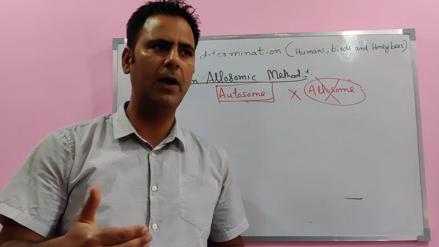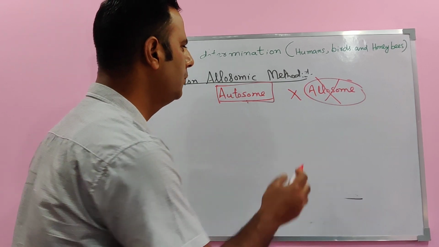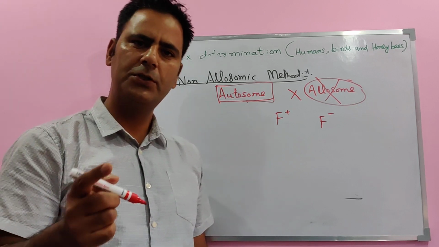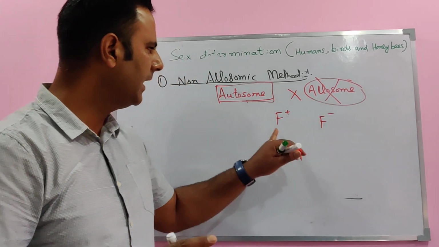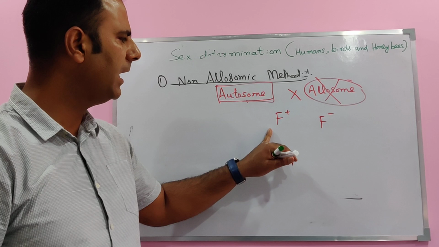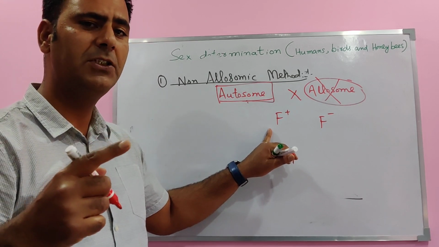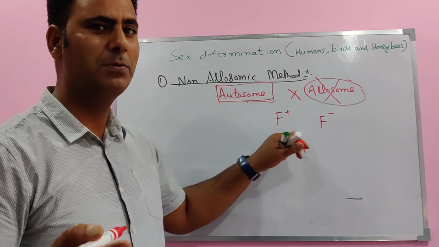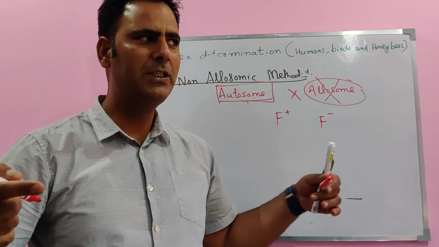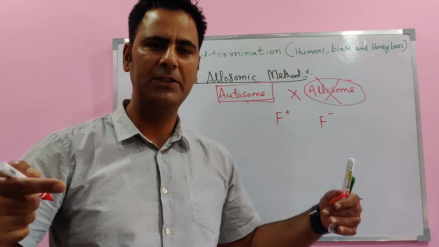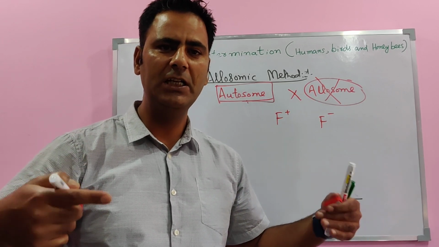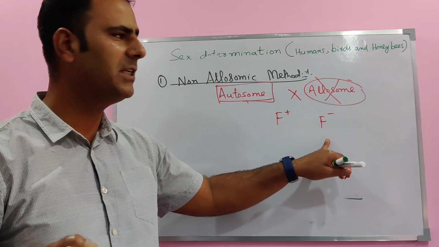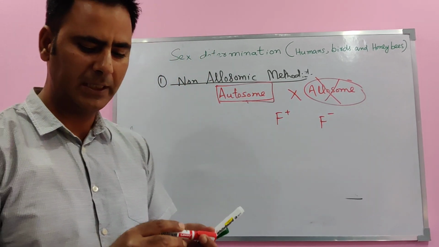In bacteria, we have F positive. We have two types of bacteria: F positive and F negative. The F positive and F negative condition is governed by the gene present in the plasmid. If somebody has the F plasmid, we can say it is F positive. If somebody does not have it, it is F negative. And we say this plasmid gene is not an allosomic gene. It is a non-allosomic gene which is determining the sex in case of bacteria, and we call it the non-allosomic method.